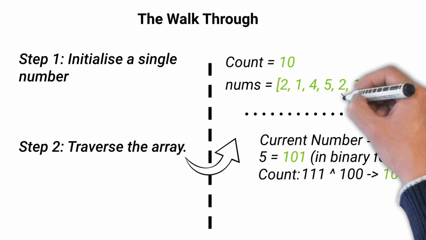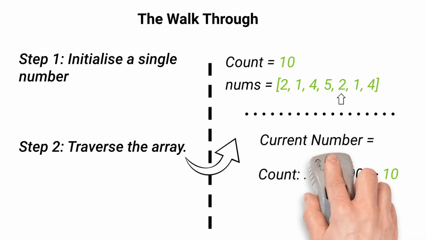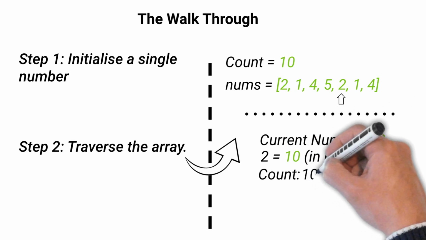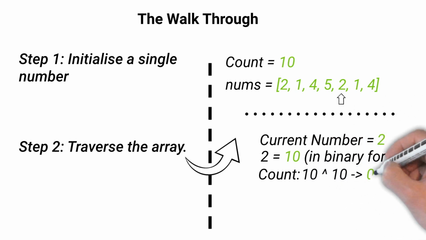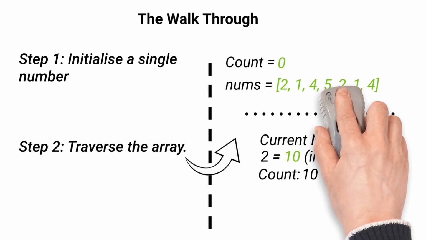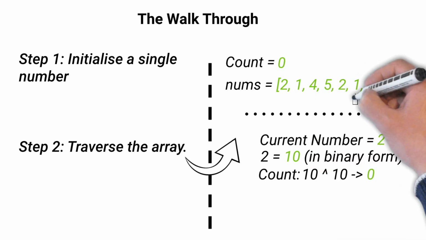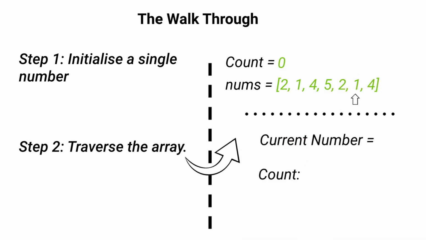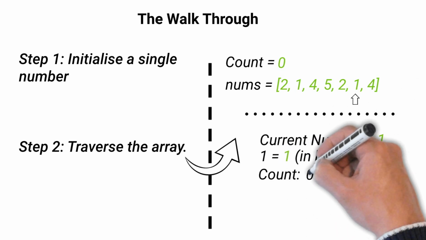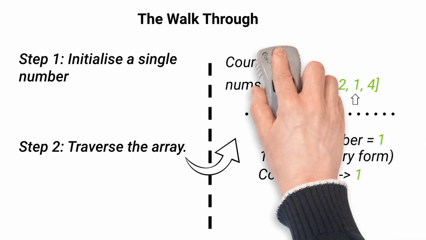Again, we move the pointer. We update the current number equal to 2. 2 in binary is 10. 10 XOR 10 cancels out to make 0. We update the pointer. Set current number equal to 1. 1 in binary is 1. So 0 XOR 1 is equal to 1.